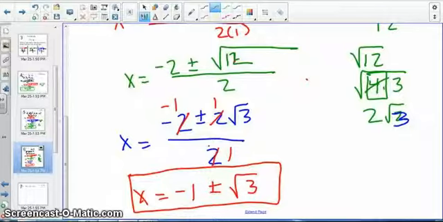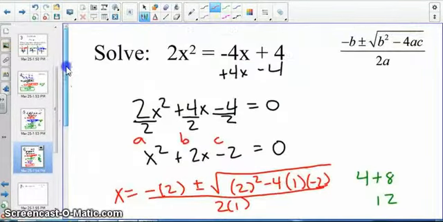Okay, for the quadratic formula, you use the same formula every single time. So your first step is to get all your terms on one side of the equal sign. Okay, get them all on one side of the equal sign, then figure out a, b, and c. Plug those into the quadratic formula. Negative b plus or minus the square root of b squared minus 4ac, and that is all over 2a.